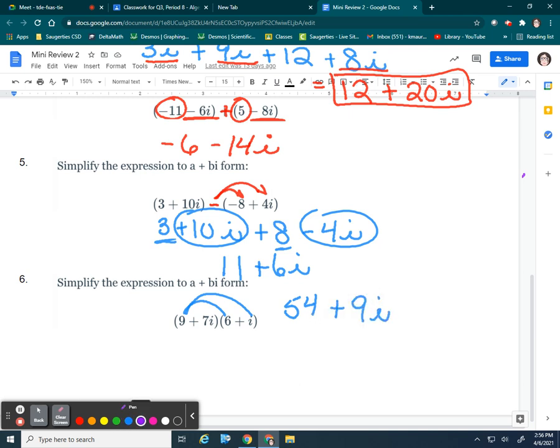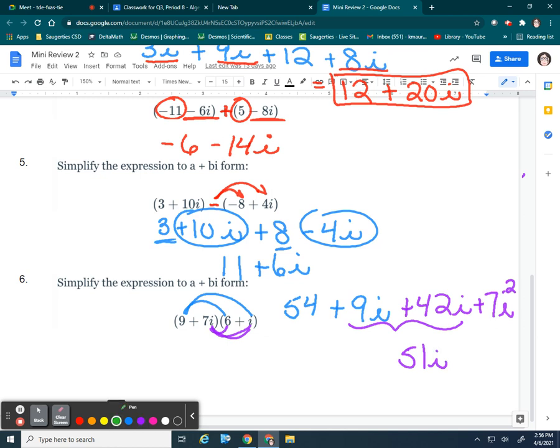And now I'm going to distribute my 7i. 7i times 6 is 42i. And 7i times i is 7i squared. So I can combine these middle two. 9i plus 42i is 51i.